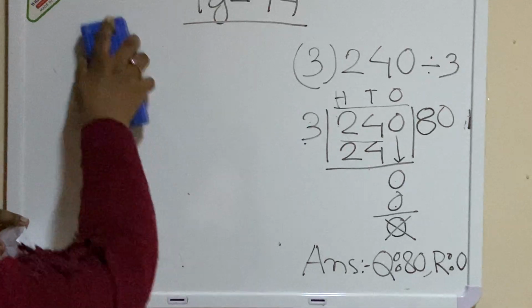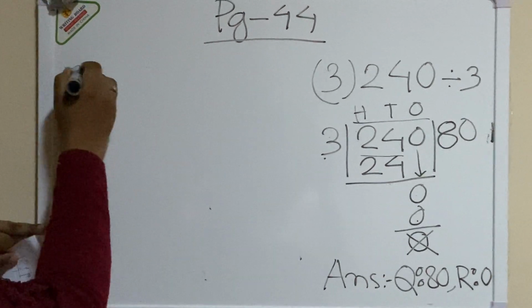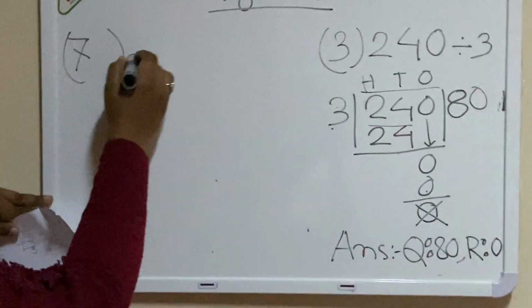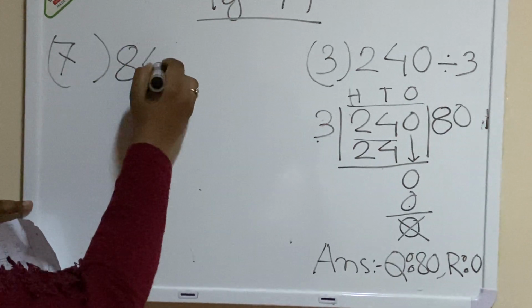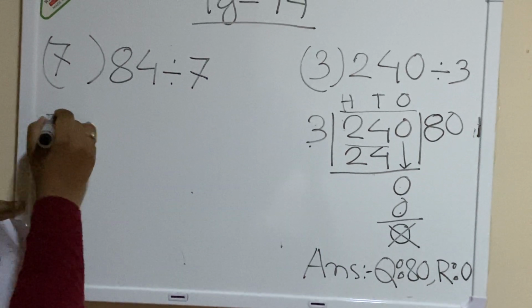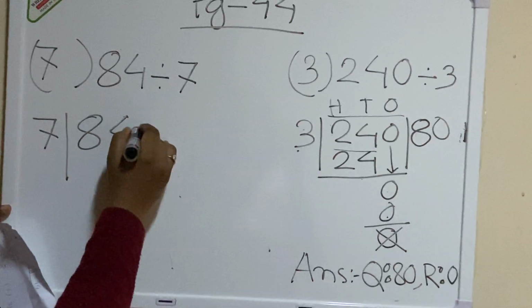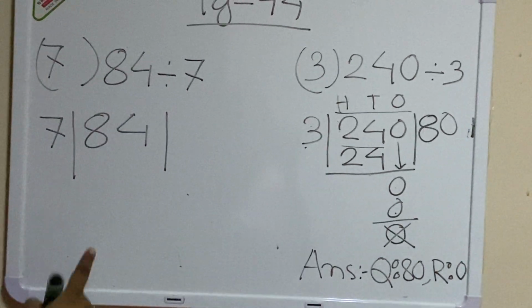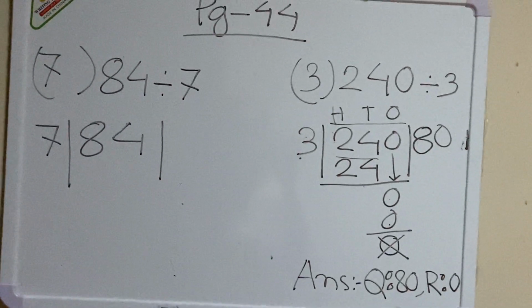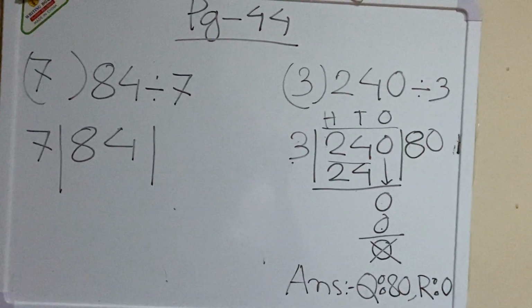Now I will show you the number 7. Number 7 is 84 divided by 7. So 7 is the divisor, 84 is the dividend. Here the left side number 8 is greater than the divisor 7. That means there is 7 inside the 8.